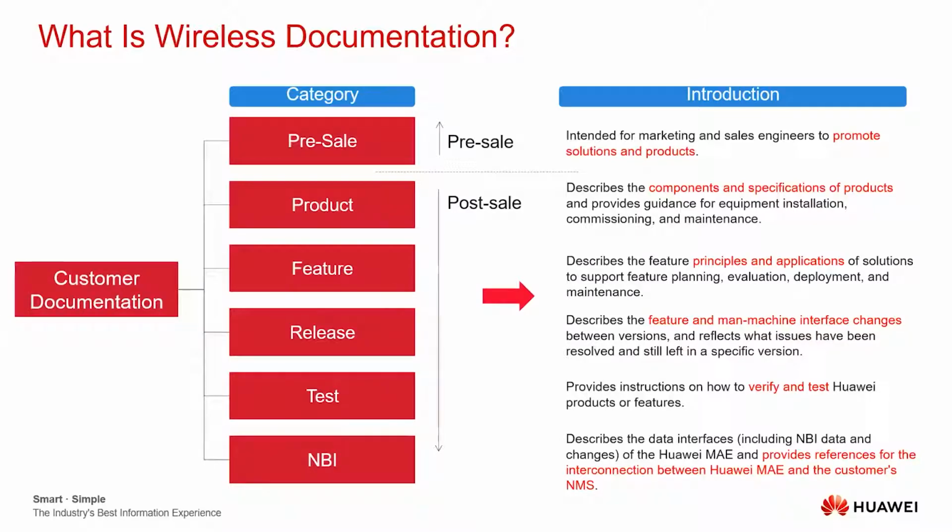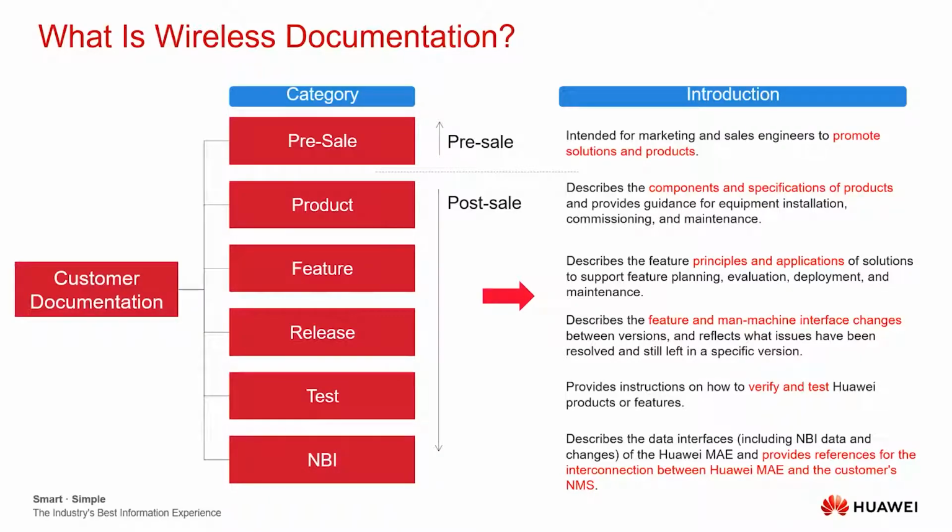The pre-sale documentation is intended for marketing and sales engineers to promote our solutions and products to the customer. So it's focused on the benefits and the availability of the products, and also the specifications. And the second part is post-sales documentation. Here we have 5 categories: the product documentation, feature, release, test, and NBI.